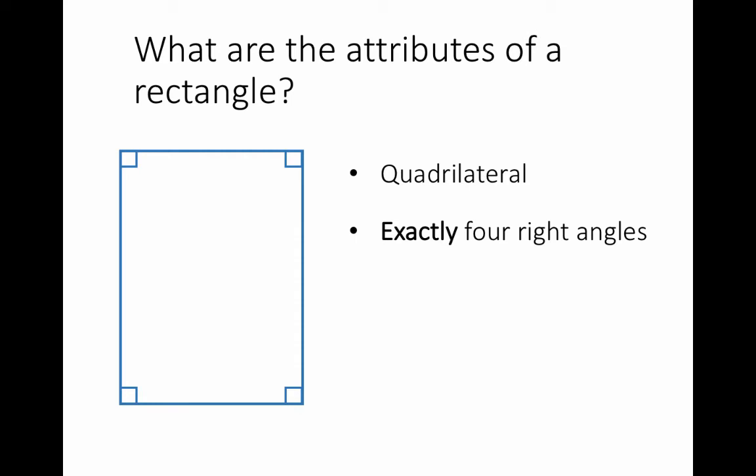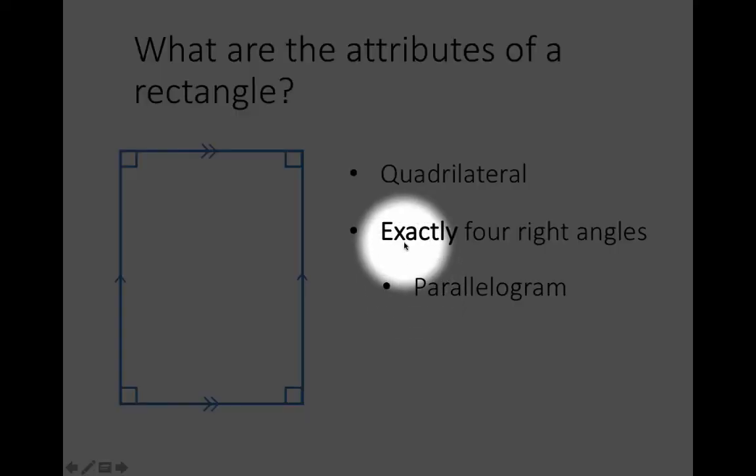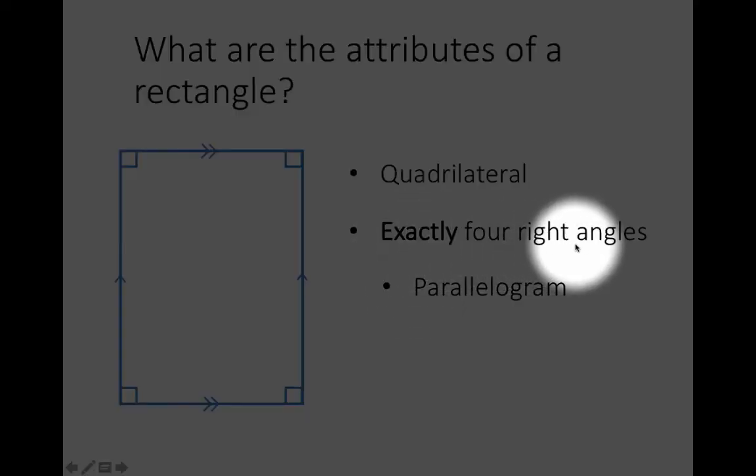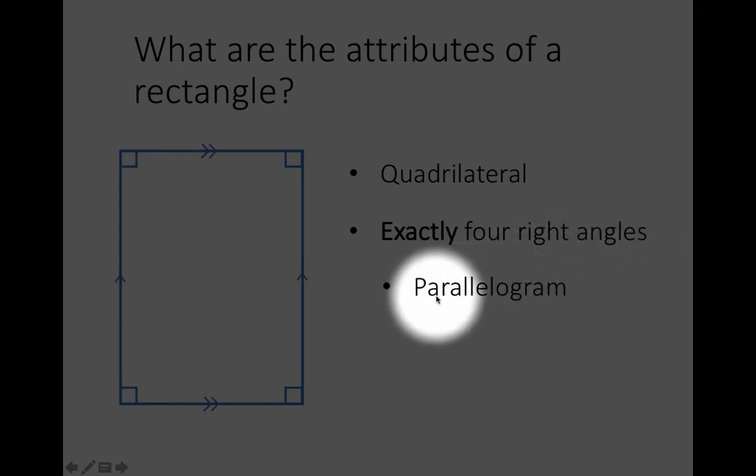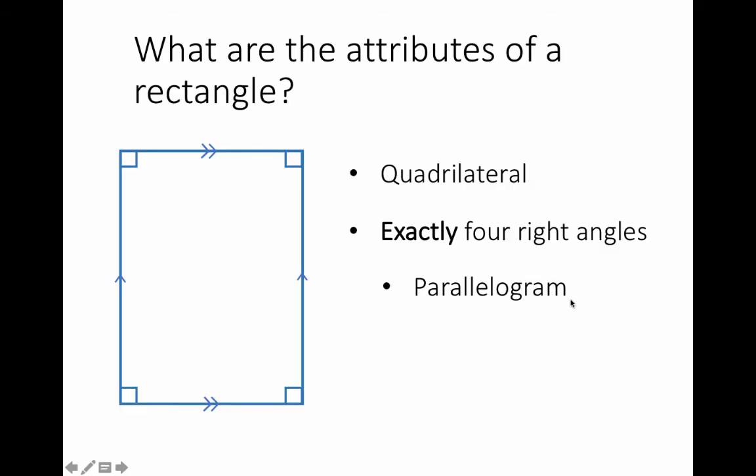And because all 4 angles are right angles, a rectangle must be a parallelogram. Often you will see a rectangle defined as a parallelogram with exactly 4 right angles. But actually, if we know that a quadrilateral has 4 right angles, then we can prove that it must be a parallelogram. So the fact that a rectangle is a parallelogram comes from the fact that it has exactly 4 right angles.